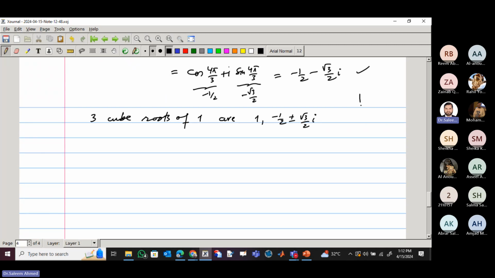And see, if I draw them in the circle, they are equidistant from one another. This is 1, exactly here. This is minus 1 half plus root 3 by 2 iota. This is minus 1 half minus root 3 by 2 iota. So same distance. You see this distance, this distance, this distance is the same. So they are the three roots on the circle, equidistant.